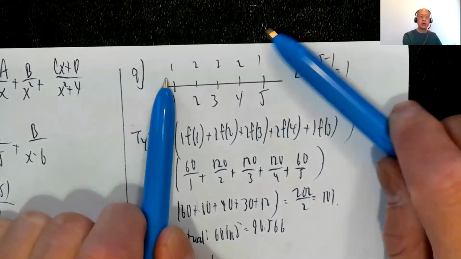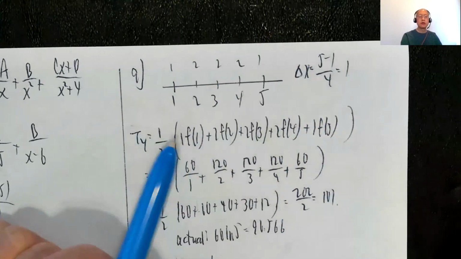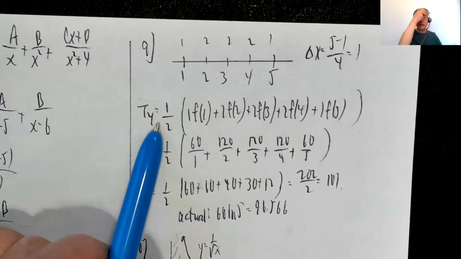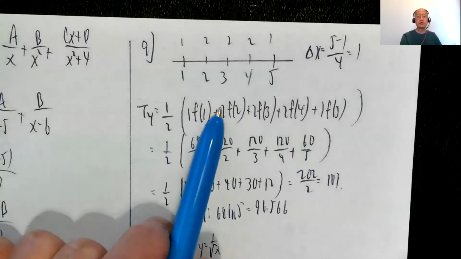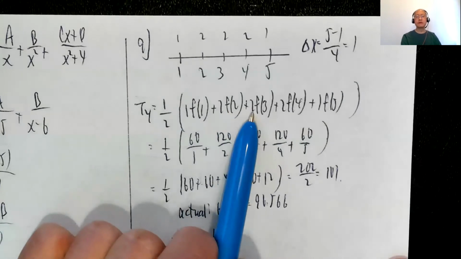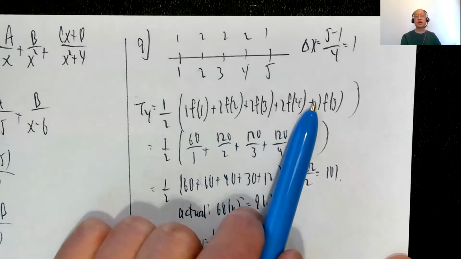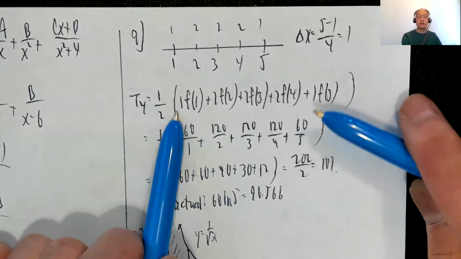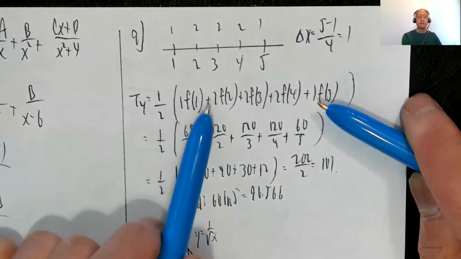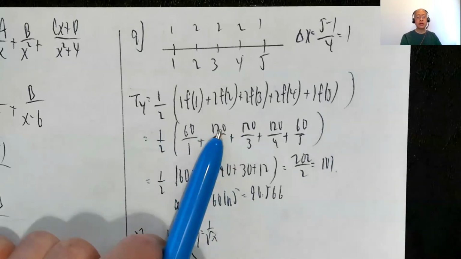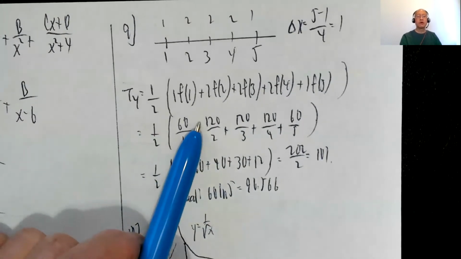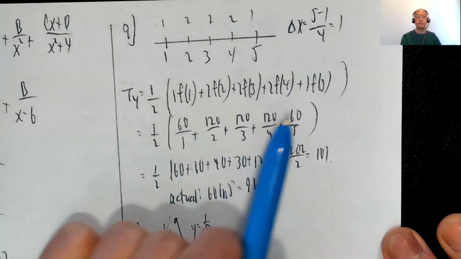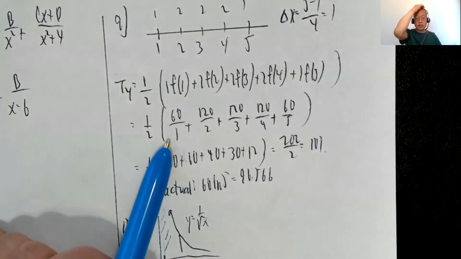Trapezoidal rule, 1 here, 2, 2, 2. So delta x over 2 is 1/2. 1 times f of 1 plus 2 times f of 2 plus 2 times f of 3 plus 2 times f of 4 plus 1 times f of 5. The 1s mean the numerator is 60. The 2s will make all the numerators 120. So 60 over 1, 120 over 2, 3, 4, and then 60 over 5. These are all nice whole numbers.